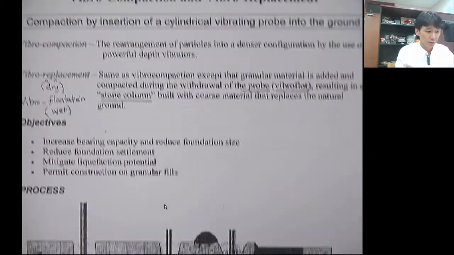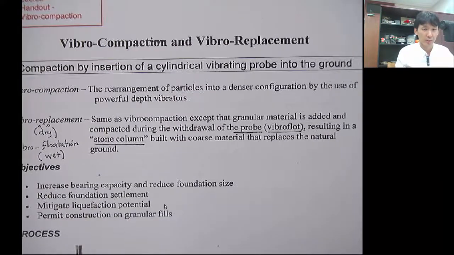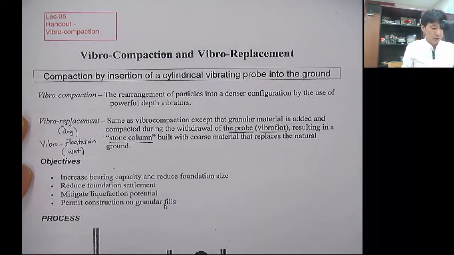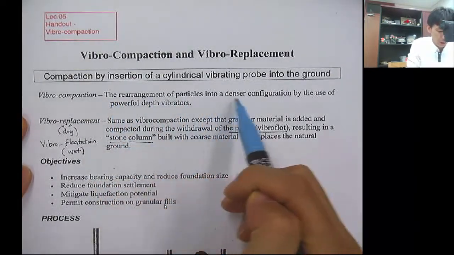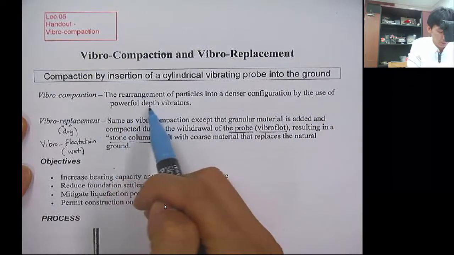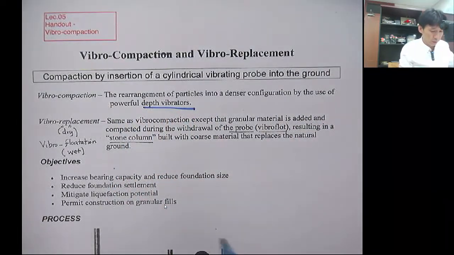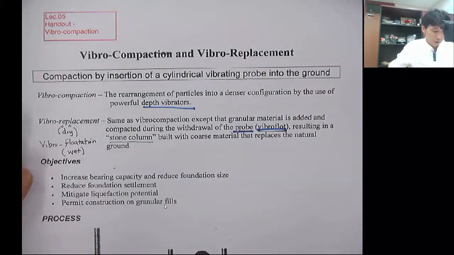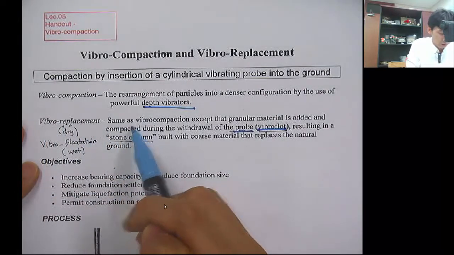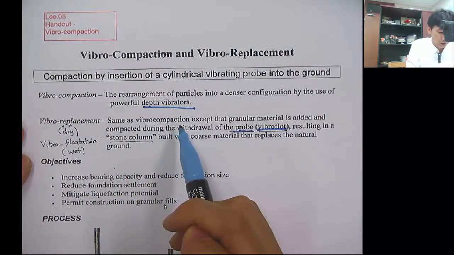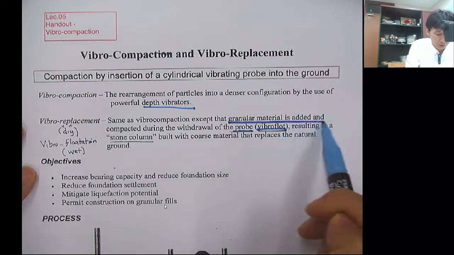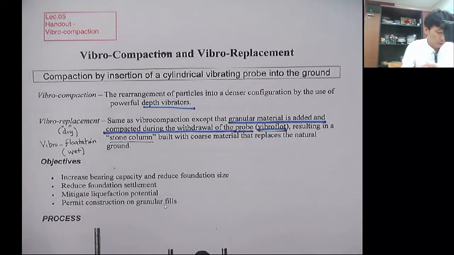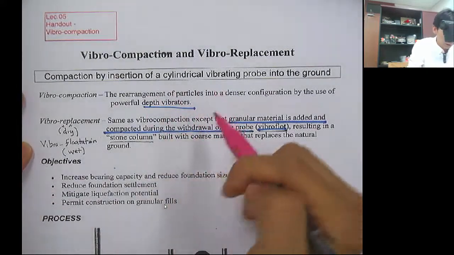This describes more details about the vibral compaction and vibral replacement. So vibral compaction is the arranging of particles into a denser configuration by the use of a powerful depth vibrator. And this vibrator is also called a probe or vibral float. And the vibral replacement is the same. It has the same mechanism as the vibral compaction, except that the granular material is added and compacted during the withdrawal of the probe.